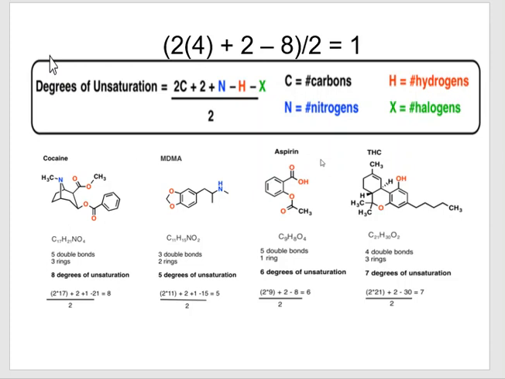So I think that's probably a good place to wind up here. Here are a couple of examples of more complicated molecules and figuring out their degrees of unsaturation. You can see once you get those benzene rings in there, that's 4 degrees of unsaturation all by itself. And so all of these drugs have pretty high degrees of unsaturation. They've got lots of rings and double bonds.